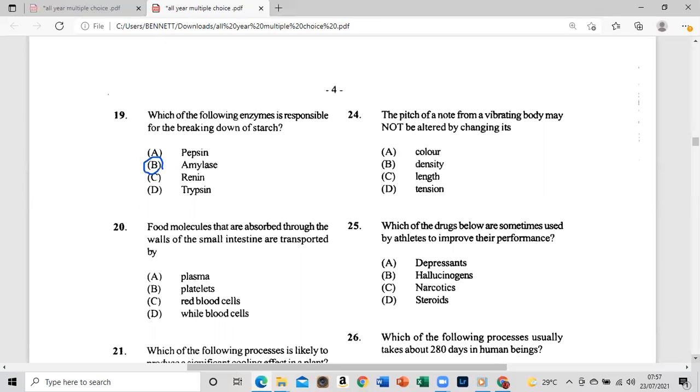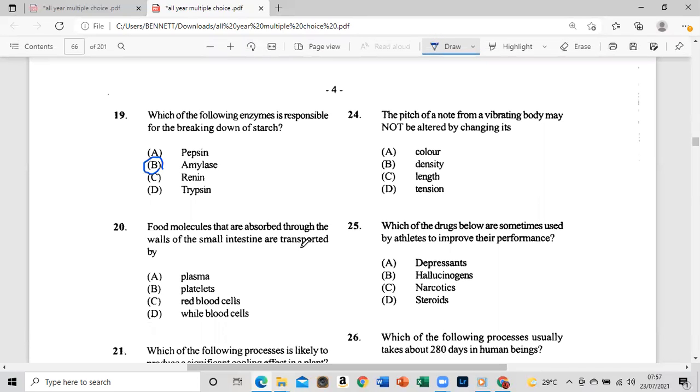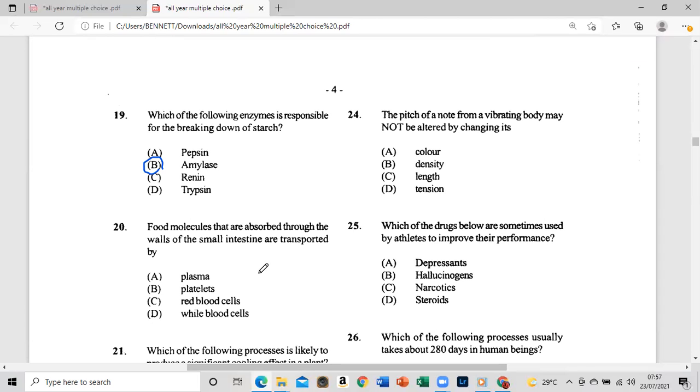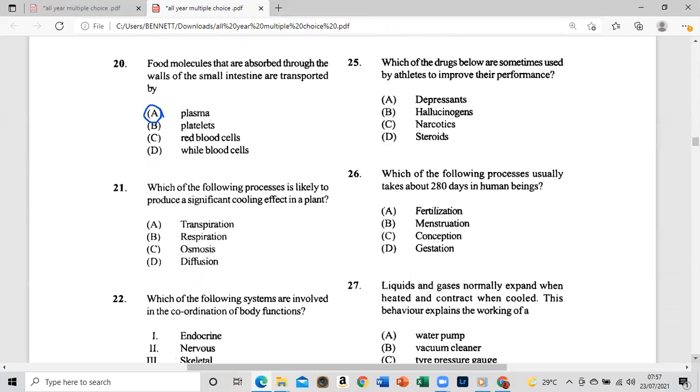Food molecules that are absorbed through the walls of the small intestine are transported by, is it A, the plasma, B, the platelets, C, the red blood cells, or is it D, the white blood cells? So food molecules absorbed through the walls of the small intestine are transported by the plasma. So plasma transports food molecules. Let's get ready. We're moving on to number 21.